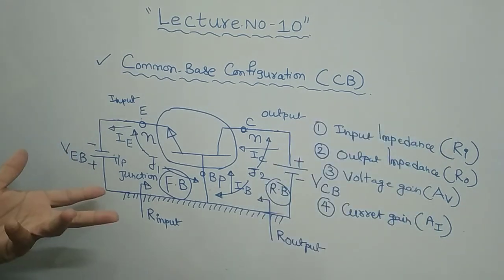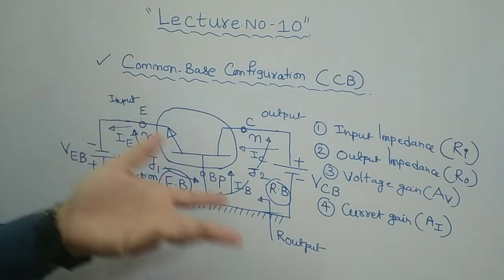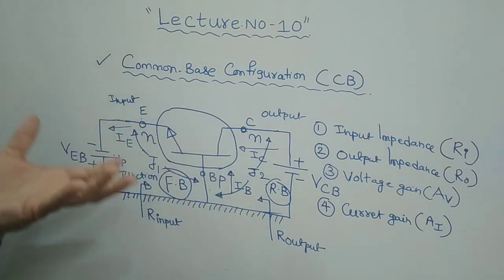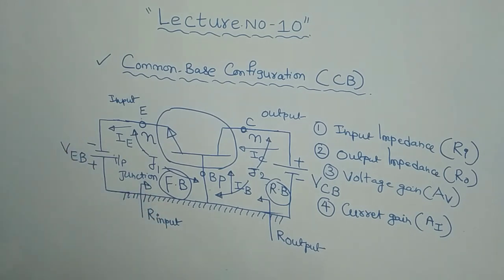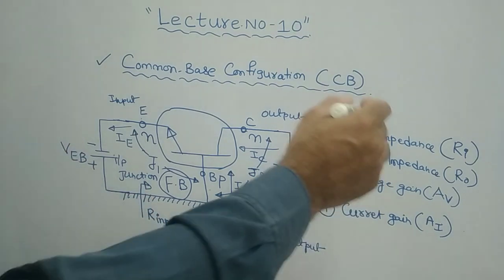What is the input impedance of the transistor? What is the output impedance of that particular transistor? And what is its voltage gain? And what is its current gain? How those values are like that. Clear? So these are the things actually.